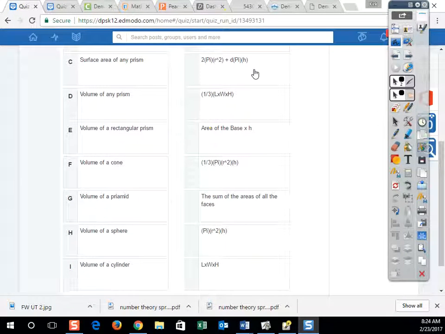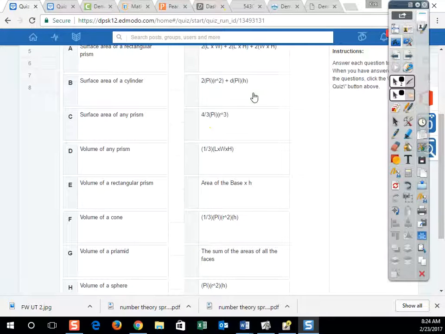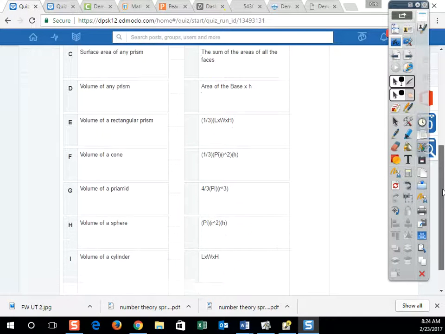Now obviously I have one more to go. All right. The surface area of any prism is going to be the sum of all the areas of the faces. Essentially, I'm adding all the faces together. The volume of any prism is just going to be the area of the base times the height for all prisms. And so your equation is going to vary based on the shape of the base. The volume of a rectangular prism is going to be the area of the base times the height, so that's length times width times height. So we have length times width times height, which is right here.